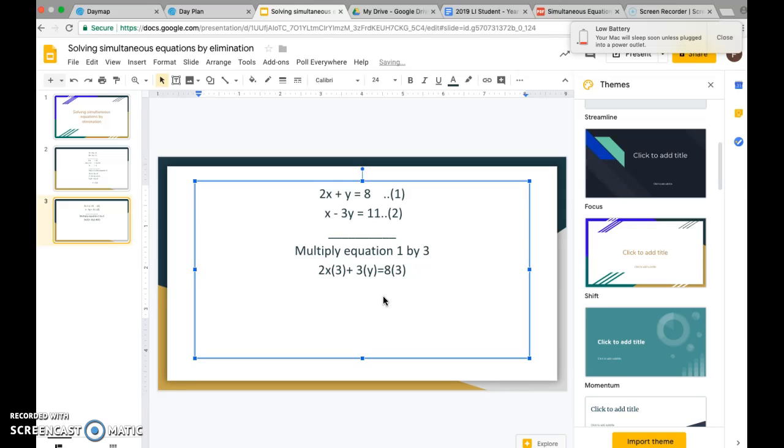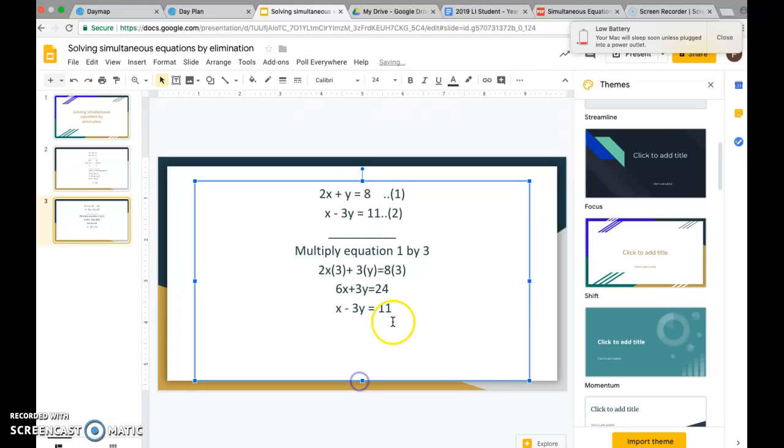So now if we simplify that, we've got 2x times by 3, that's the 6x, plus 3 times by y, so it's plus 3y, and that's going to equal 8 times by 3, which is 24. Alright, so now we've got that. Let's write this equation 2 underneath it. And you can now see that we've got plus 3y and take 3y together. So I'm going to call this equation 3.